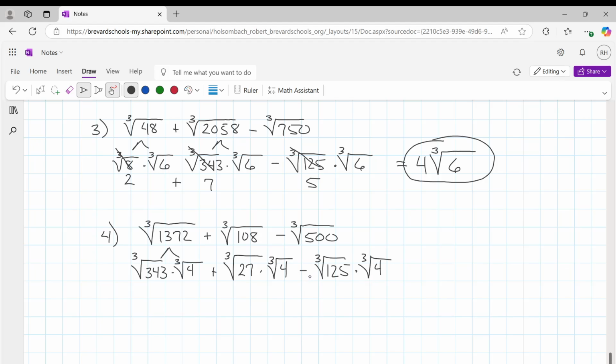So we're going to simplify our perfect cubes. Third root of 343, that's equal to 7. The third root of 27 is equal to 3. And the third root of 125, that's equal to 5. So 7 plus 3 is 10, minus 5 is 5, times the third root of 4. And there's your simplest form.